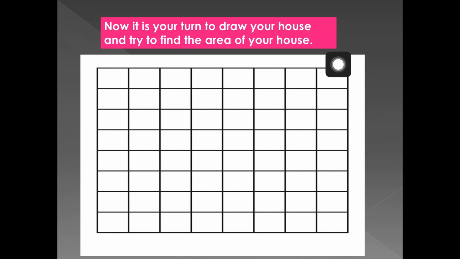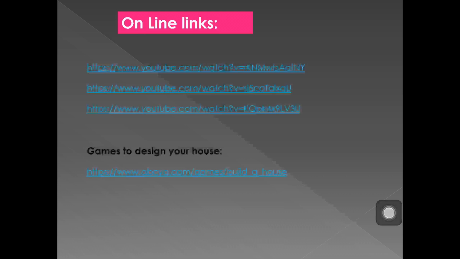You're going to use this kind of chart paper to draw your house. You're going to draw your house and find the area of your house. You can have a paper like this, you can print it out, and you can put it underneath your house and maybe even trace around. And then you're going to find out the area of your house.